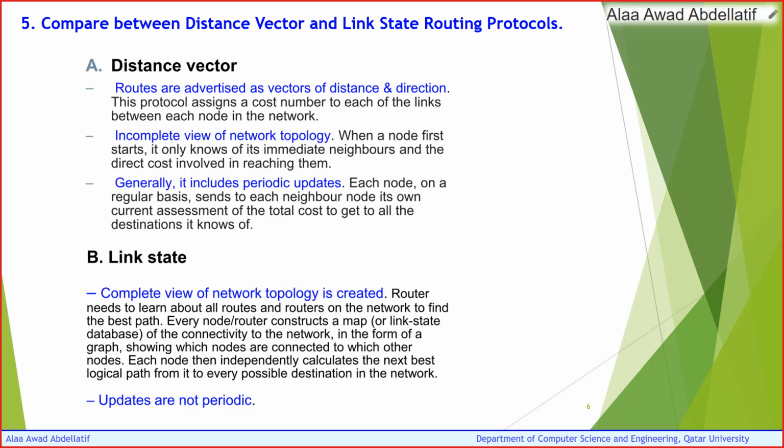Each node, or each router, constructs a map, or link state database, of the connectivity of the network in the form of a graph showing which nodes are connected to which other nodes. Each node independently calculates the next best logical path to every possible destination on the network. So every router or node generates a complete view of the network topology.